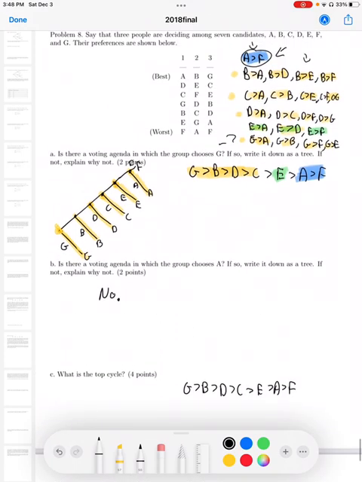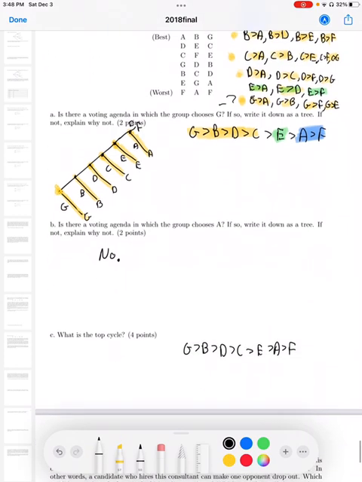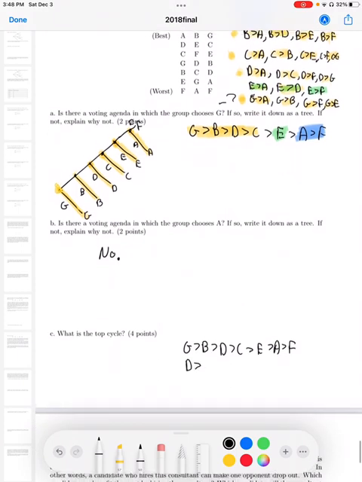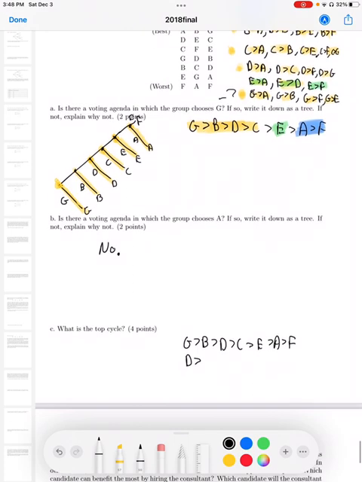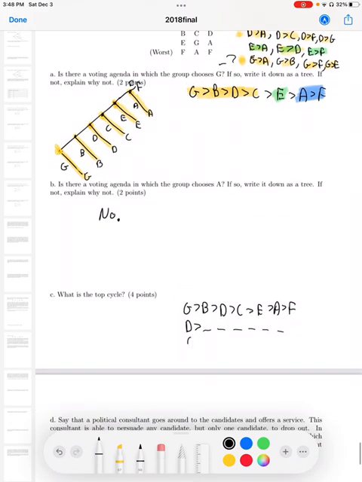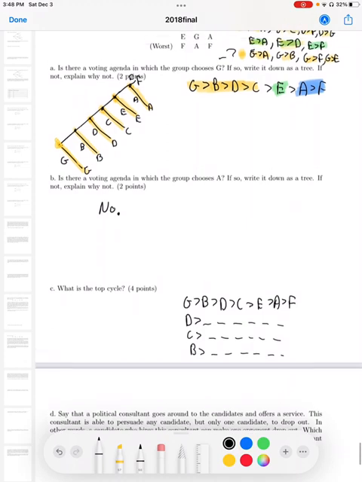However, the shortcut to this is we know, like I said up here, since G has 4 possibilities, D has 4 possibilities, C has 4 possibilities, and B has 4 possibilities. So we know that all of those are going to have a voting agenda in which they choose those candidates. So D is going to have a game, as well as C, as well as B. So all of these are going to be able to have a game.